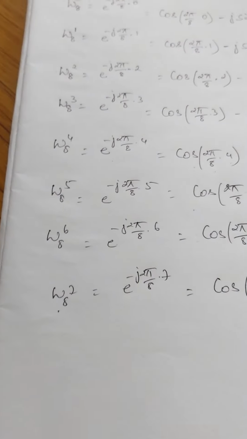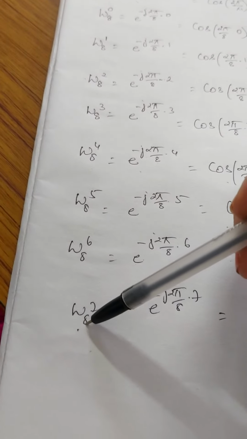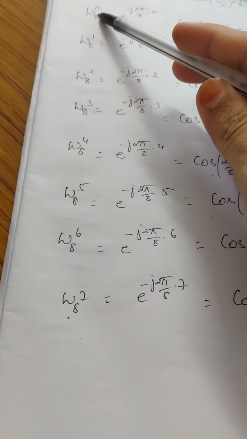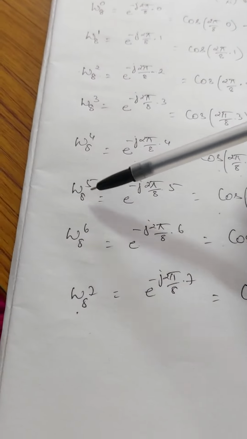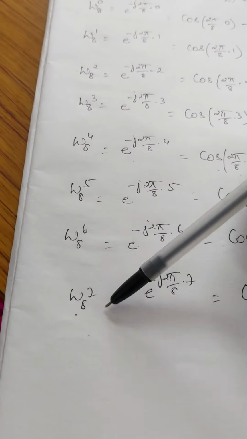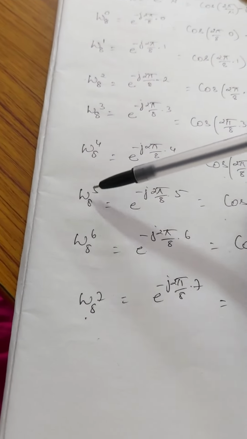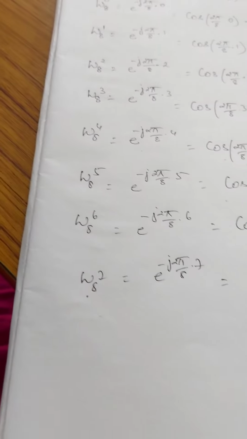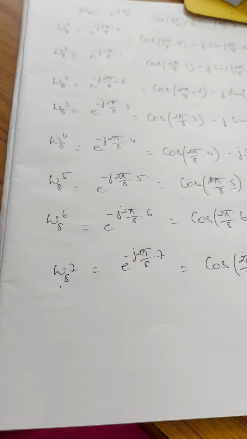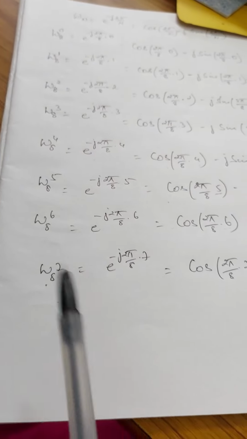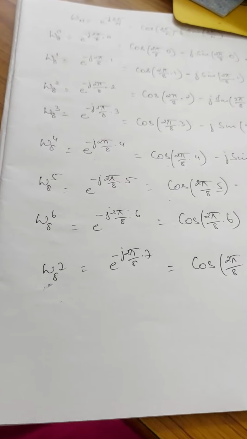So we have solved from 0 till 7. If you want W8 to the power of 8, 9, 10, 11, 12, 13, 14, 15, in the same way it will repeat, and then 16 to 23. In that way, it gets repeated. So this is the way you need to find the twiddle factor for W8. The same procedure follows for W4.